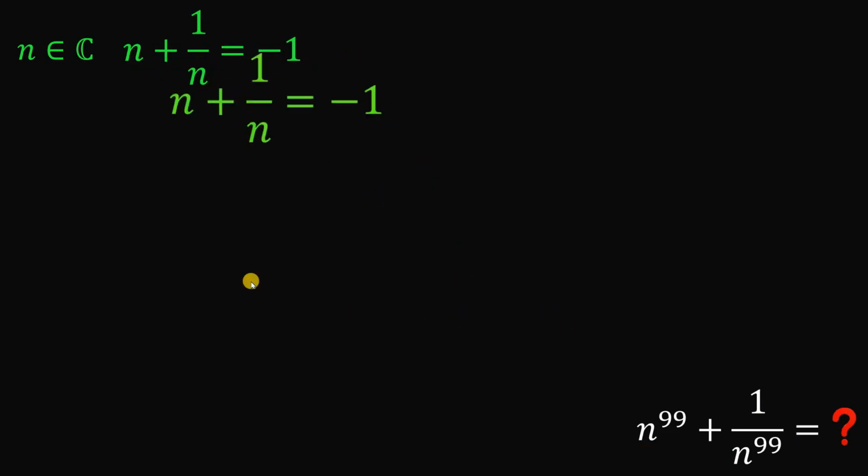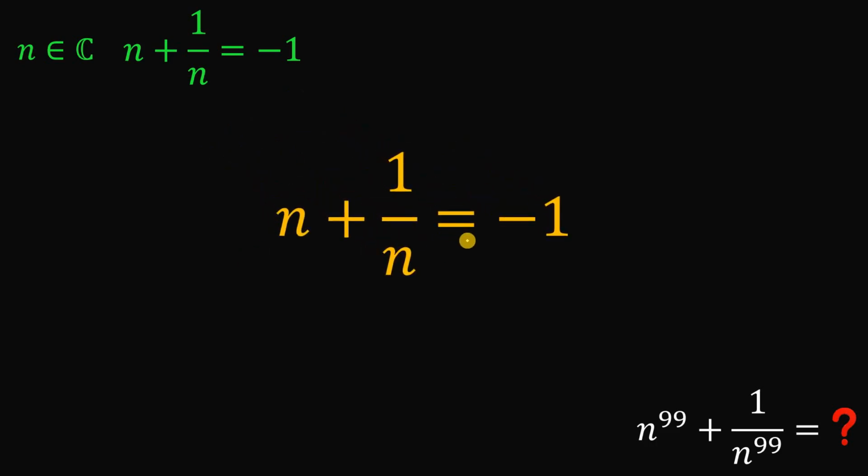First, let's get our given equation n plus 1 over n equals negative 1. In this equation, since n is in the denominator, we can say that n is not equal to 0. Otherwise, this equation is invalid because we have 0 in the denominator. Now, let's set aside this note that n is not equal to 0. We will use this later on.